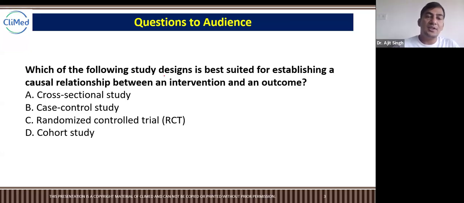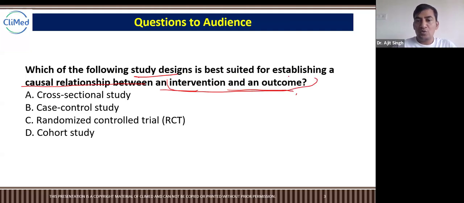The question is, which of the following study designs is best suited for establishing a causal relationship between an intervention and an outcome? How to establish the causal relationship between an intervention and an outcome? Which study design would you be using to establish this relationship? Cross-sectional study, case control study, randomized control trial, or cohort. Yes, guys, answer C.